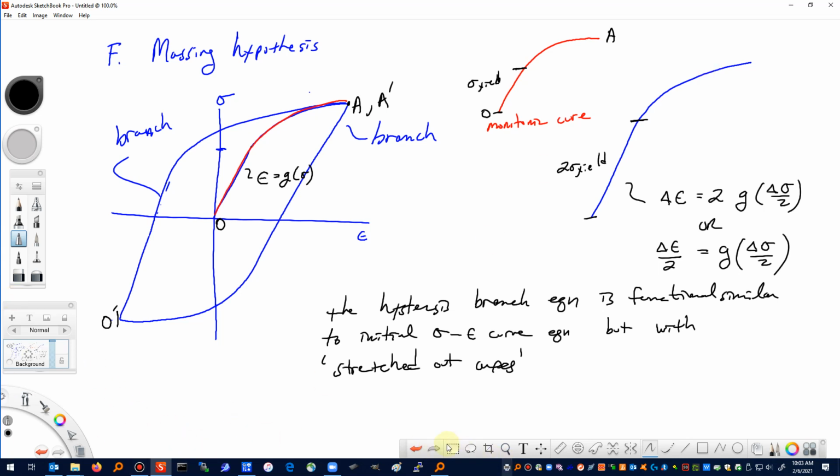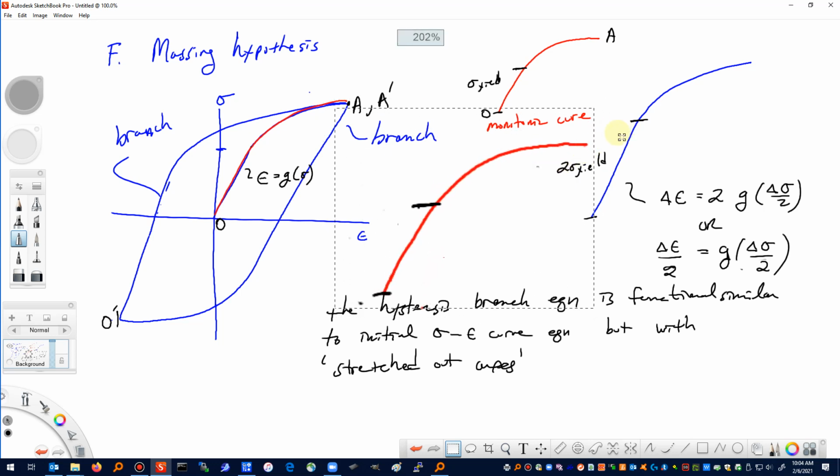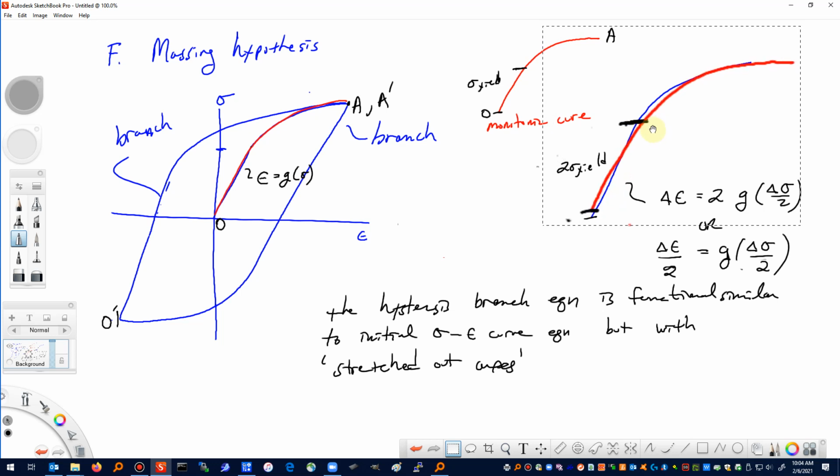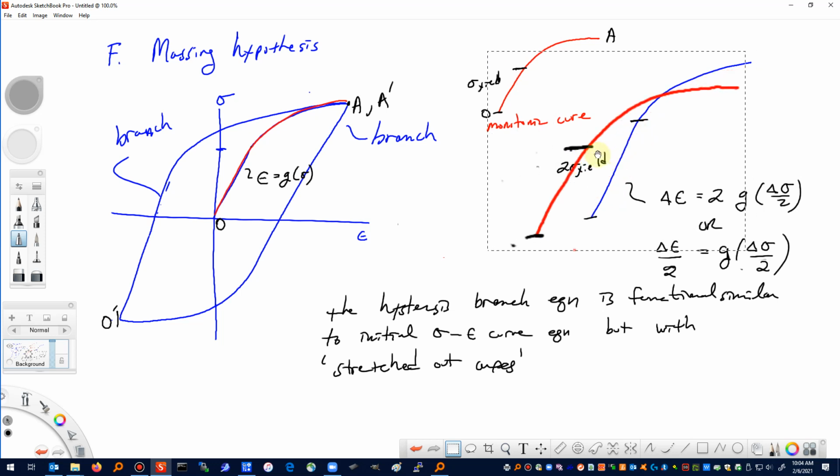I don't know, maybe I can try to do that on this picture. I haven't tried this before, but I'm going to grab that, copy it, paste it. Let's clean it up a little bit. Take this and stretch it out, and it's very similar to what I have here. Of course, I didn't do it perfectly, but that's the basic idea of Masing's hypothesis.